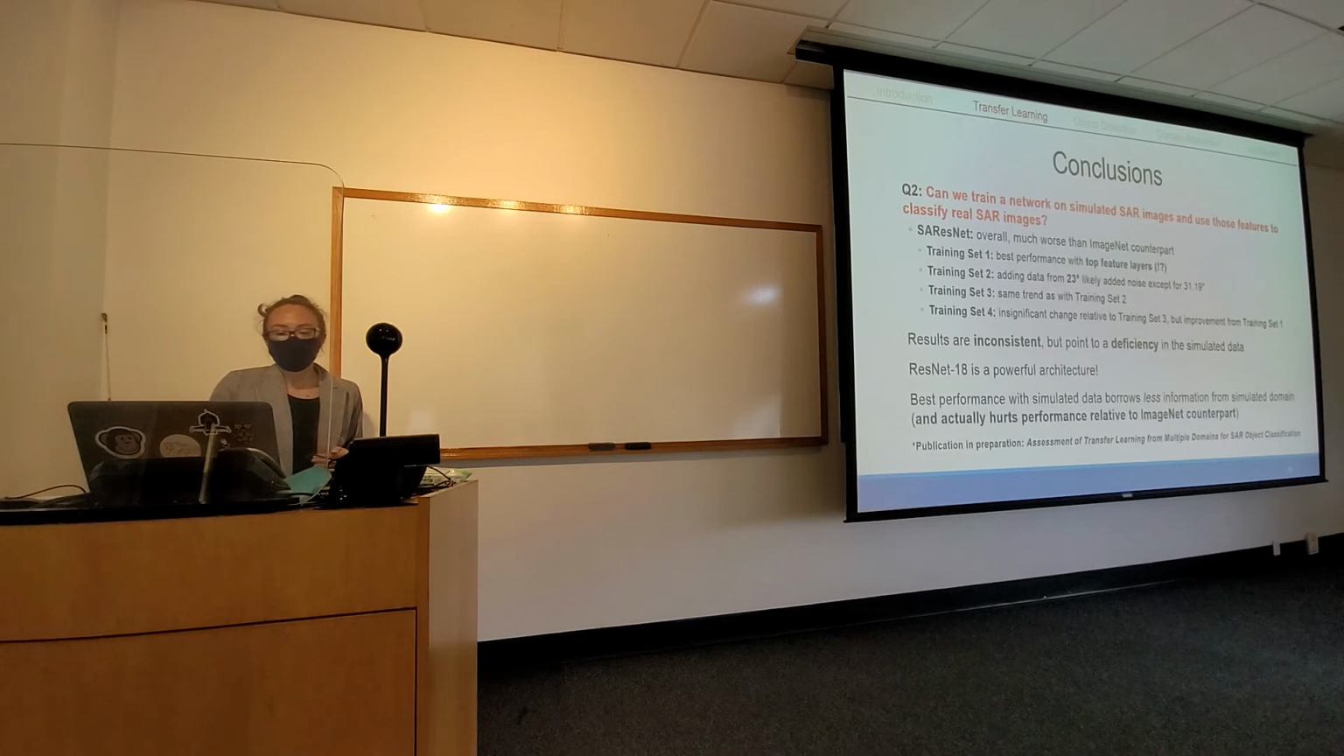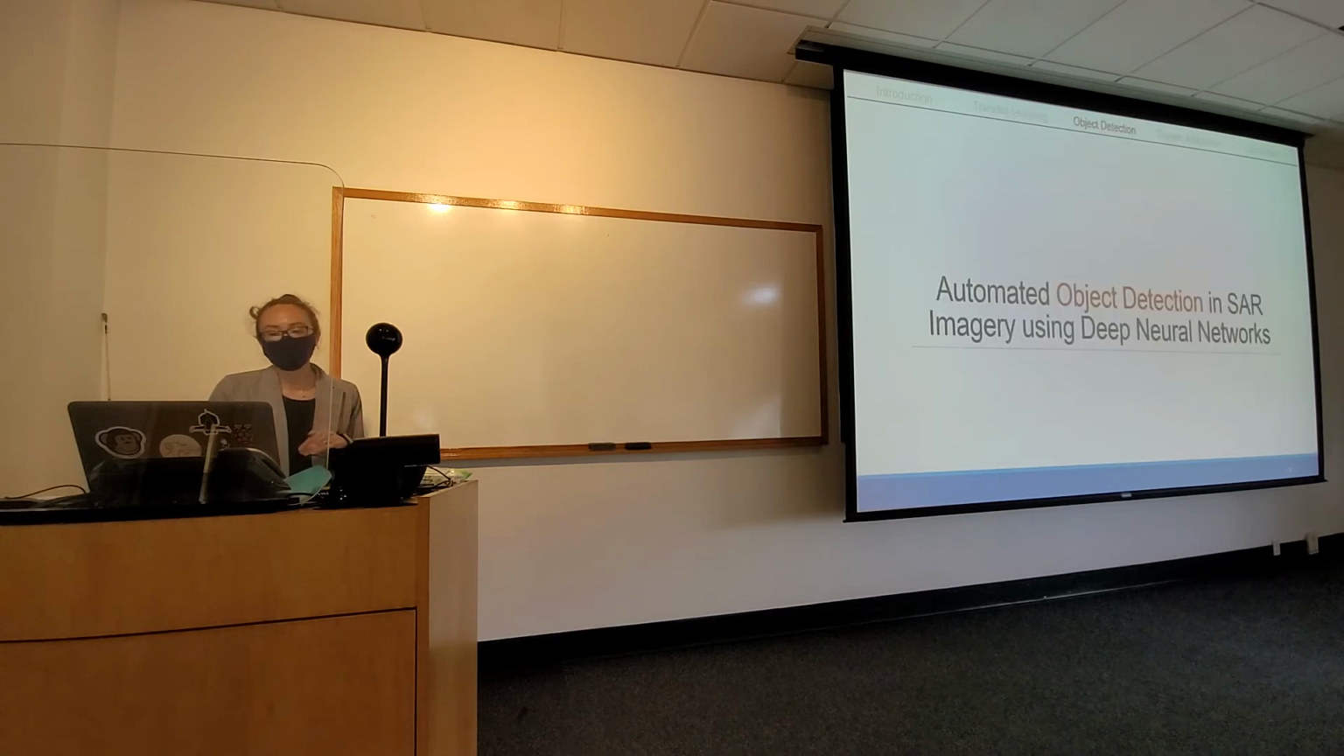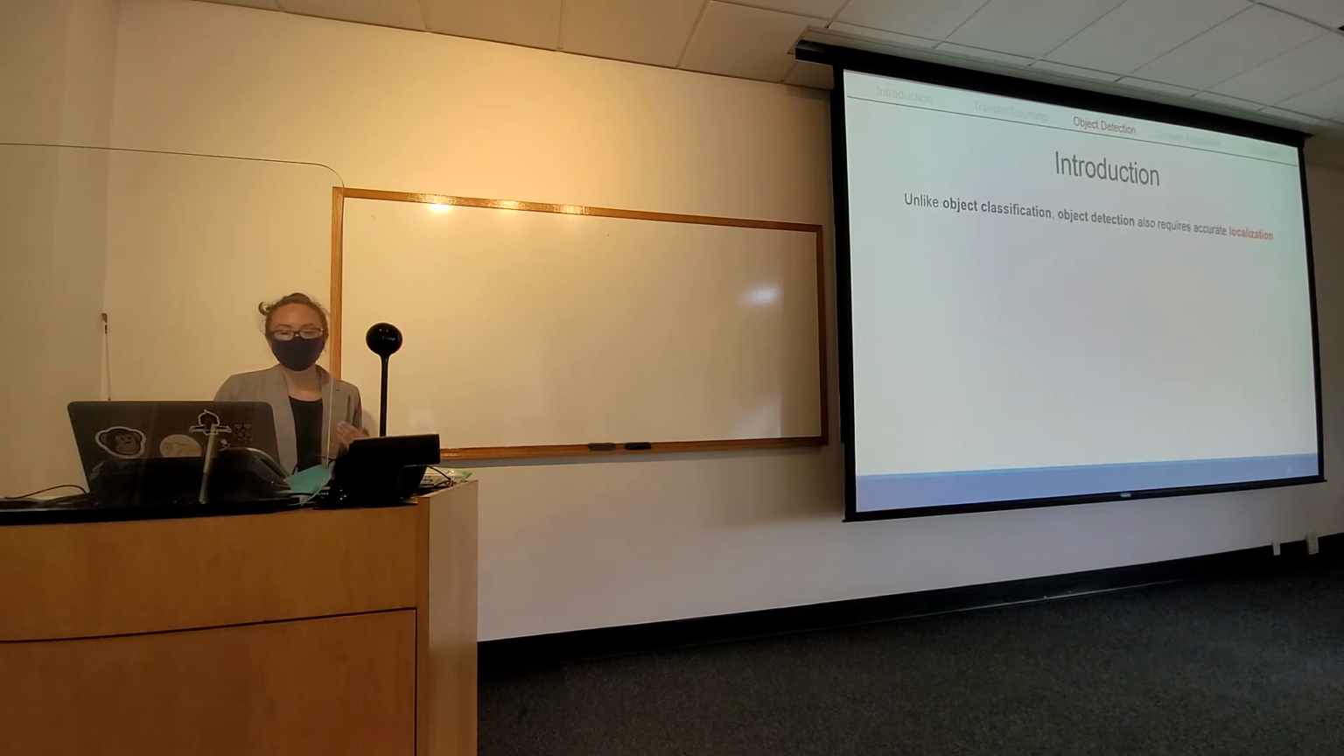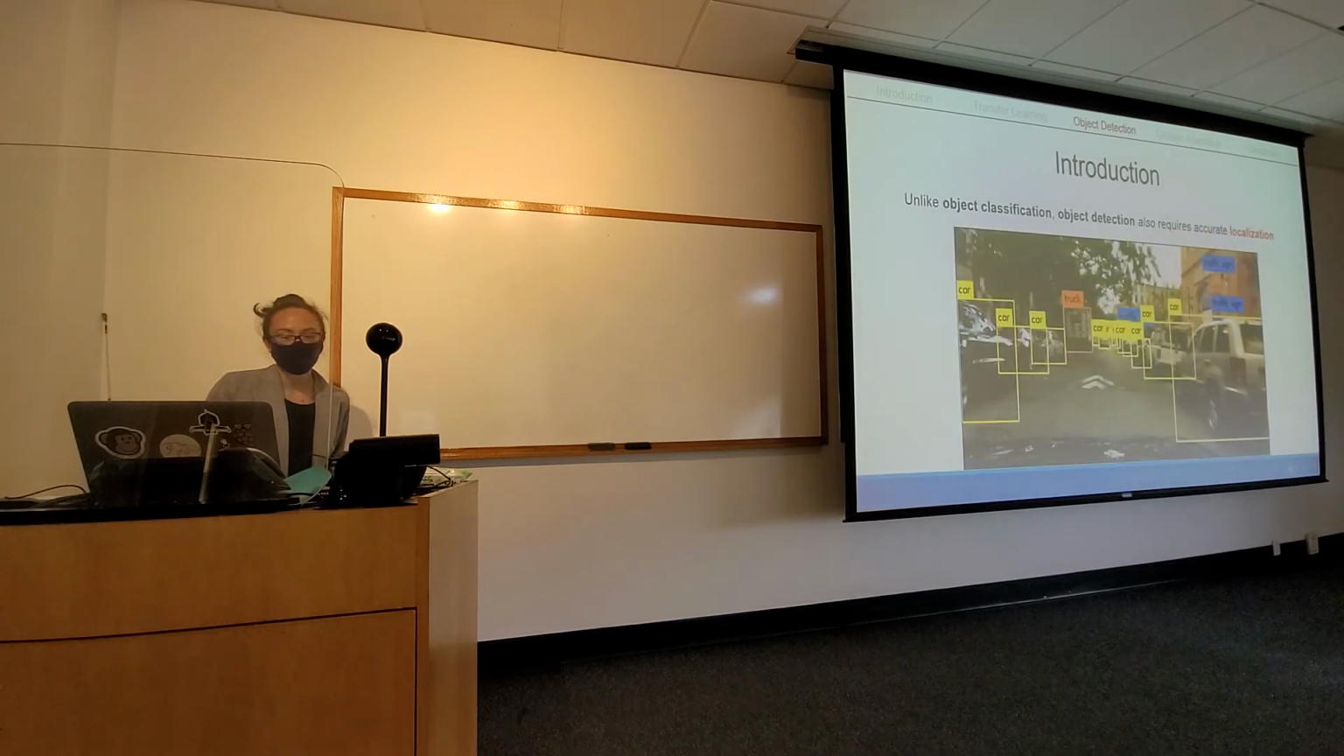So this work we are preparing to put in publication. And then the next work that we're doing is applying these networks to object detection. So unlike object classification, detection requires localization. So if we have a car that is doing object detection on the street, it needs to know not just that these are cars and trucks, it needs to be able to know exactly where they are.